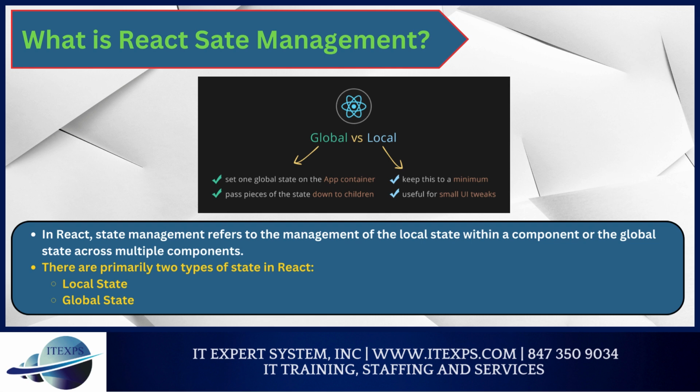Global state. Global state is shared among multiple components. It helps manage application-level data or shared data that needs to be accessed and modified by different parts of the application. Various state management solutions exist for global state, such as React Context API, Redux, MobX, etc.